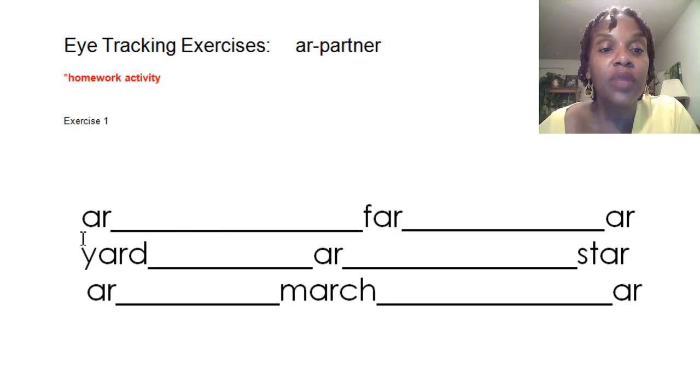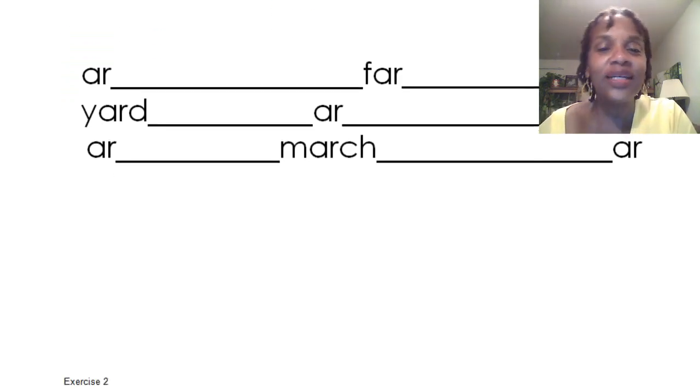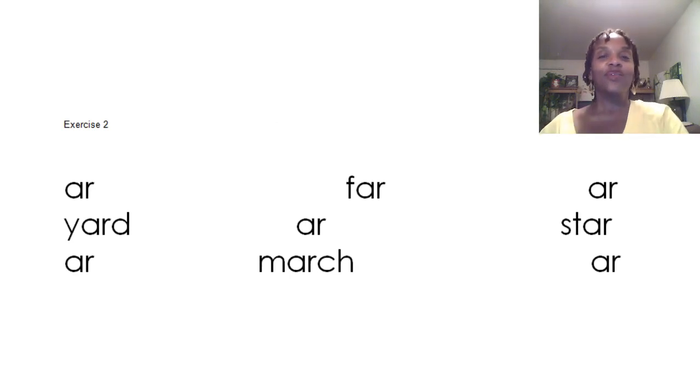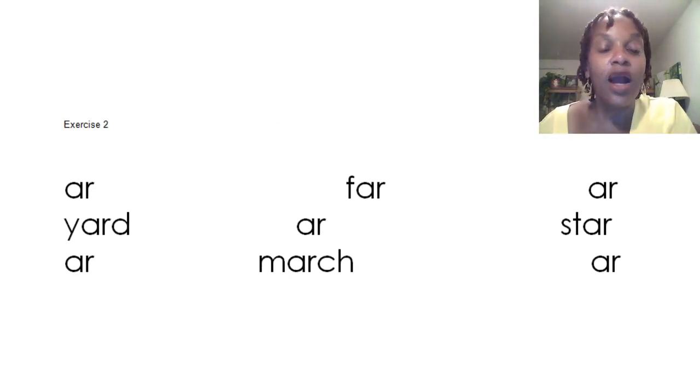Ready? Go. R, far. R, yard. R, star. R, march. R. Good job. What are we going to do now? We're going to take away the lines and we're going to do it one more time. Here we go. Ready? Go. R, far. R, yard. R, star. R, march. R. Big ups.